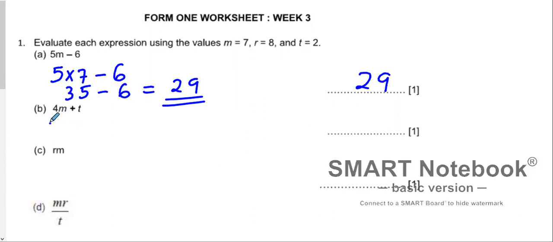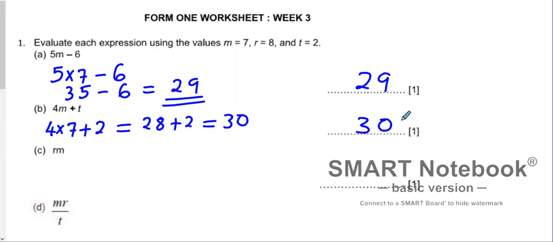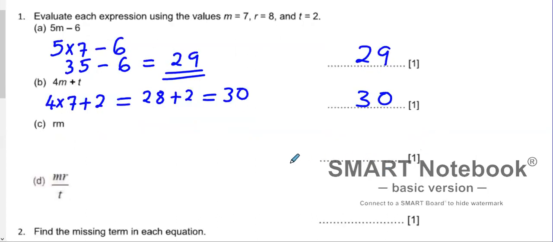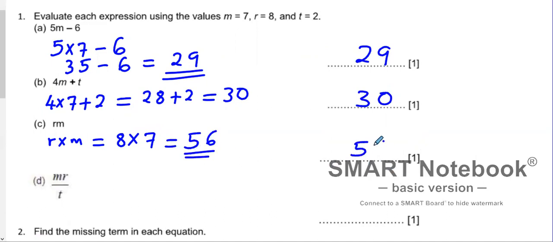4m plus t will be 4 times m. But m is 7 plus t, t is 2. This will be giving you 4 times 7 is 28. Plus 2, this will be giving you 30. So you write somewhere here 30. Rm means r times m, and this will be giving you r is 8 times m is 7. So 8 times 7 will be giving you somewhere 56. And here you'll be writing 56.